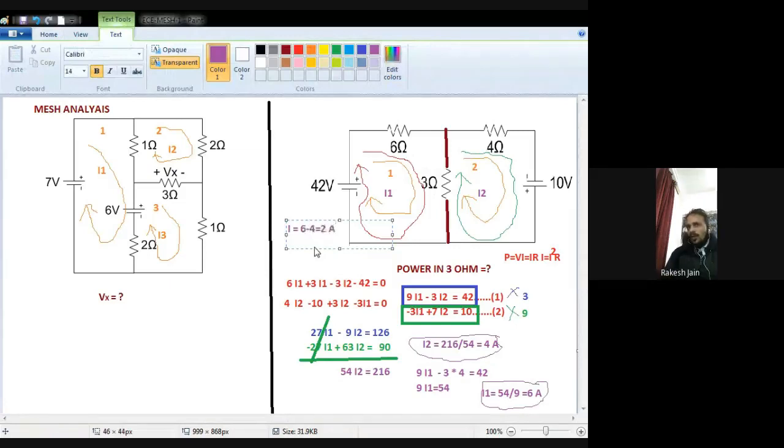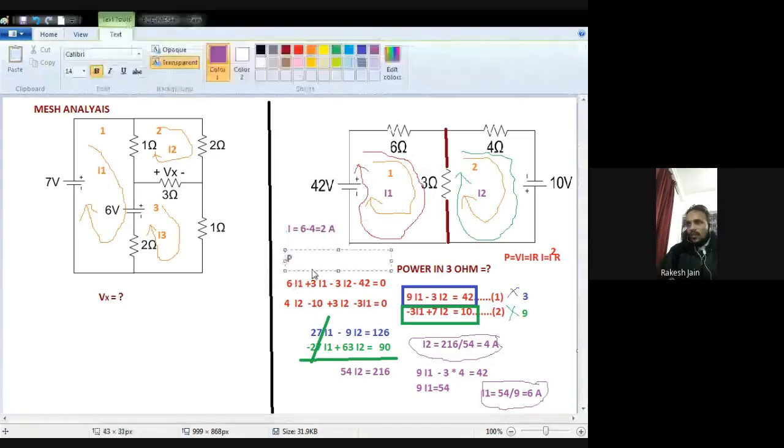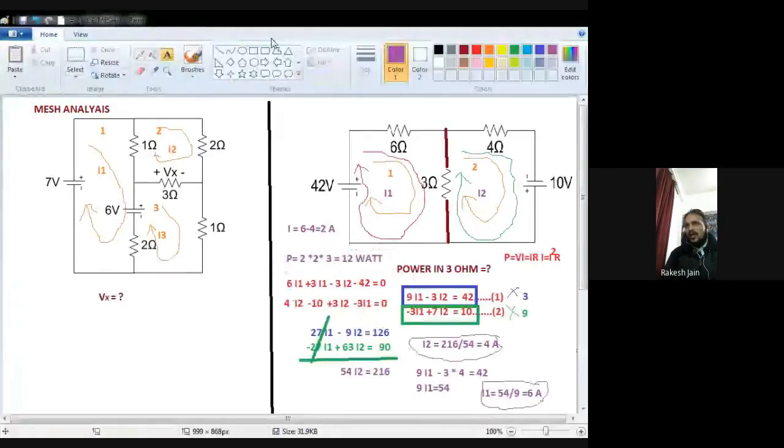Now we can easily calculate the power. Power is equal to I square R. I is 2 ampere, square is 2 multiplied by 2, multiplied by R, and R is 3 ohm. So the resultant answer is 12 watt. Watt is the unit of power. So with the help of mesh analysis, you find the answer of question number 2: the power across this resistance.